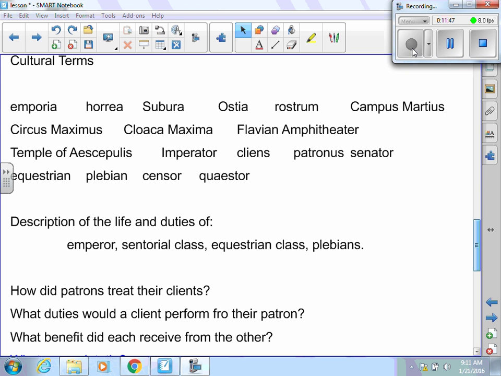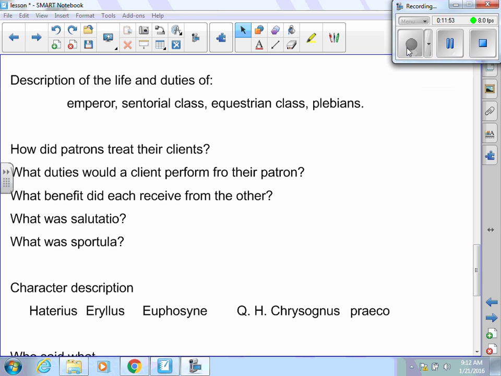read over them. Some of the duties on the test that you have for description of the life and duties of emperor, senatorial class, equestrian class, and plebeians are pretty straightforward. Other ones, for example, which of these guys is going to be responsible for taking care of the consulship? Which of these is going to inherit a position? Which of them is going to be given their position by the emperor?